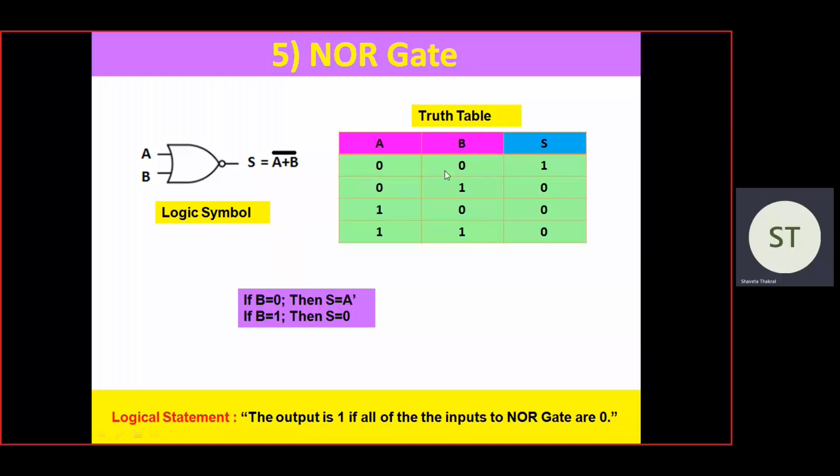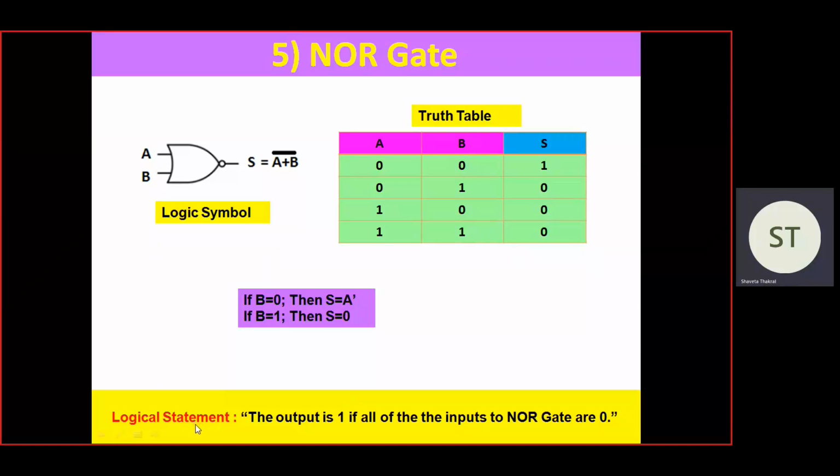And this is the truth table. In the truth table also we can see this is an inverted OR gate. Like in the OR gate we get the output as 0, 1, 1, 1, here we get the output as 1, 0, 0, 0. And what is the speciality of the NOR gate? If we put B as 0, we get the complement of A as S, like 0 to 1 and 1 to 0. And if we put B as 1, irrespective of the value of A, whether it is 0 or 1, S will be 0.